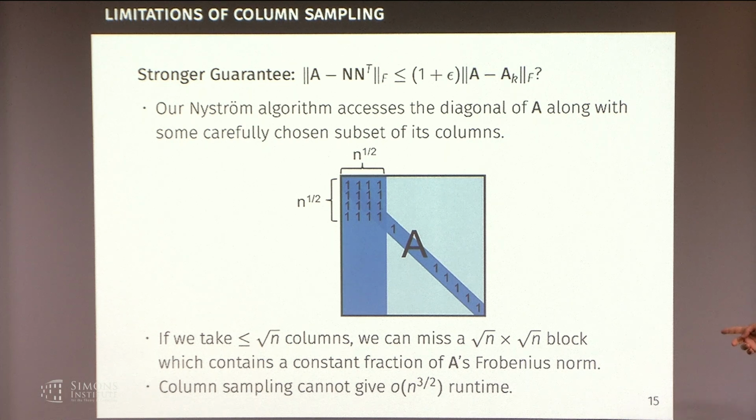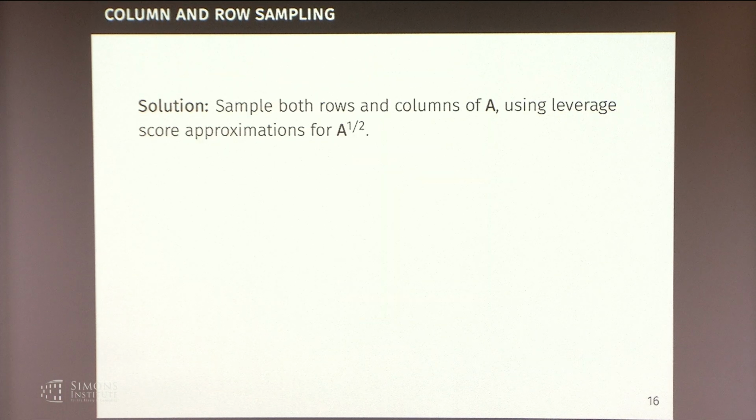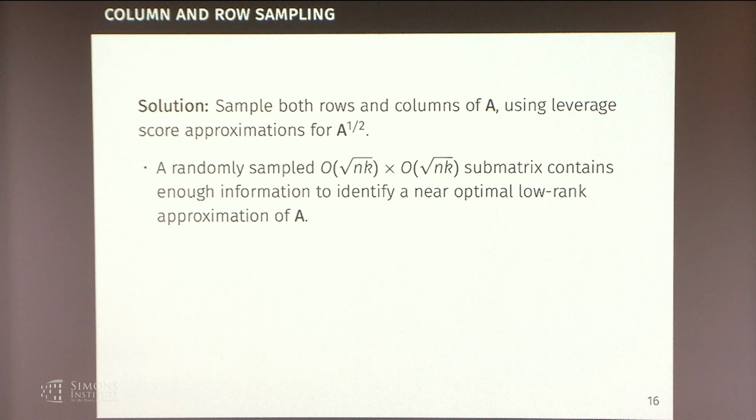You can actually get this sort of runtime. It's still interesting. It's still sublinear. You don't need to read the whole matrix. But we want something that's ideally linear in n. Our solution is to sample both rows and columns. I'm not going to go into the details at all on this, I'm just going to give you a sketch of what the algorithm looks like, using the ridge leverage scores for the factor matrix A to the 1/2, which is what I was calling B earlier. These we can compute efficiently. And we can show that if we sample rows and columns by these scores, I can get down to a core of my matrix, a root nk by root nk submatrix that contains enough information to identify a near optimal low rank approximation for A.